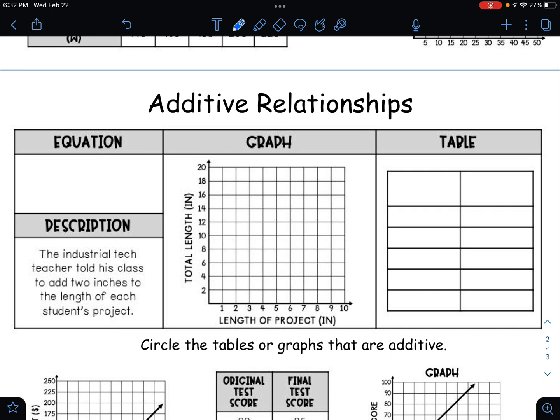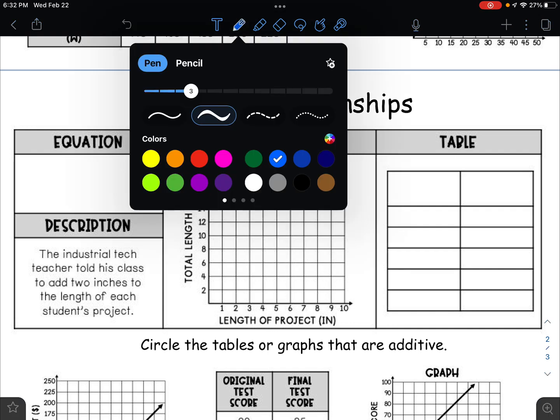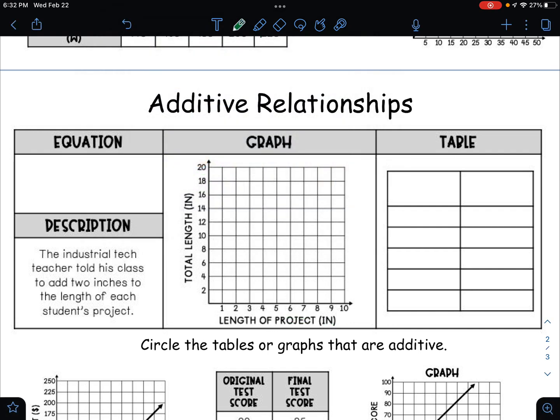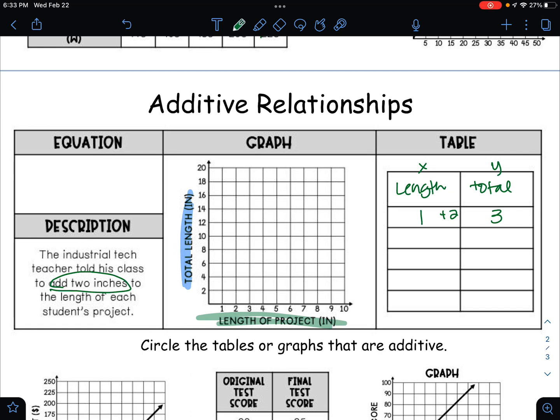So I'm going to fill out the table first because it's a little bit easier for me. Again, my X is the length of the project. Okay, this is length. That's our X, and then our Y is going to be total length. Okay, so if my length of my project is 1 inch and it says to add 2 inches to the length, I'm going to add 2. 1 plus 2 equals 3. Okay, if my length is 2 inches and I add 2 again, it's going to be 2 plus 2 is 4. Same for 3. If I'm adding 2, the total length will be 5.